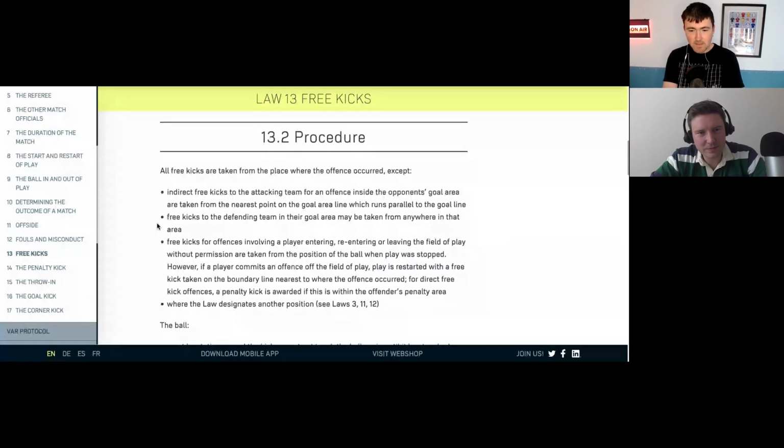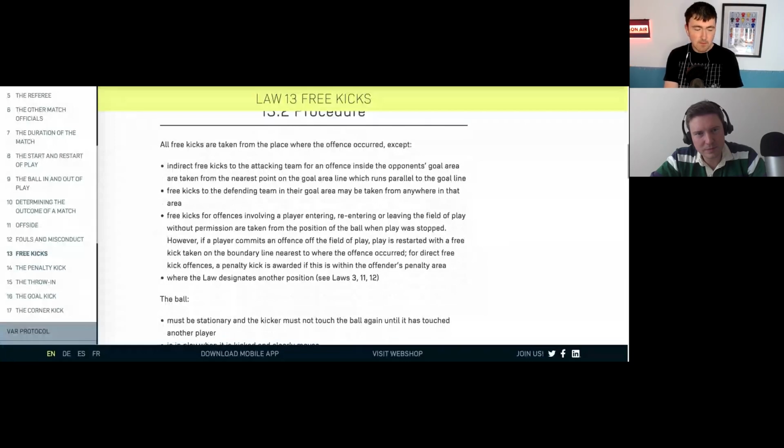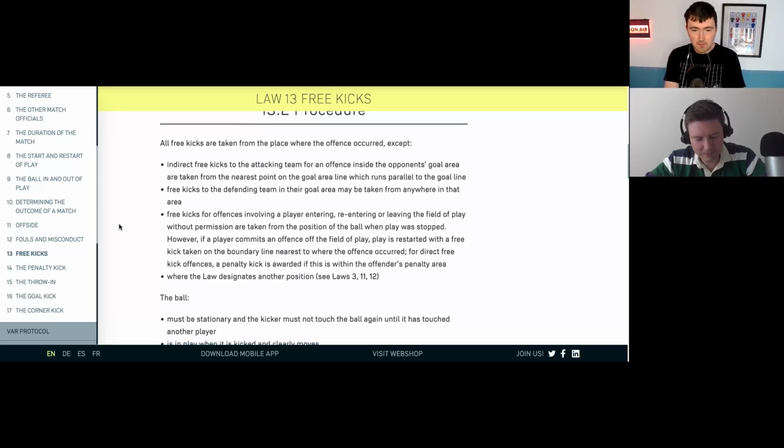Free kicks to the defending team in their goal area may be taken anywhere. So if you're the defending team and you are awarded a free kick inside your 6-yard box, you can take that anywhere inside your 6-yard box. It's basically the same sort of place you could take a goal kick from. Again, you see people get a wee bit annoyed about that sometimes. If there's a foul right on the line and the keeper takes a goal kick from the edge of the 6-yard box, folk moan, but that's allowed.